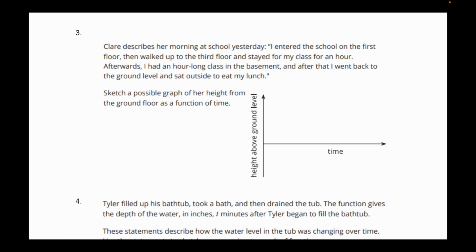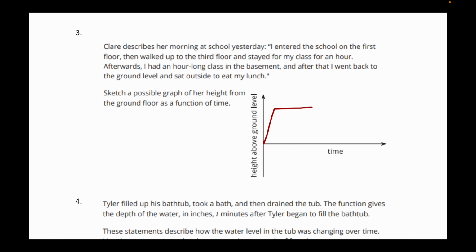So I don't know about you, but when I get to school, if you're entering on the 1st floor, that's ground level. So if she walks up to the 3rd floor, that's probably going to be a short amount of time, and she's going up to the 3rd floor. So maybe we'll say this is top of the 1st floor, 3rd floor, something like that. We actually don't even need to label. We can just sketch a potential graph. I'd rather not label. So she has an hour-long class.